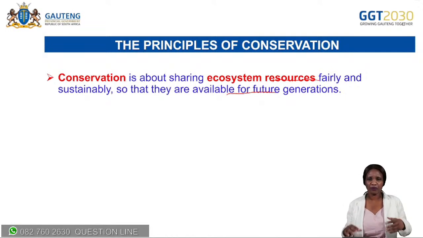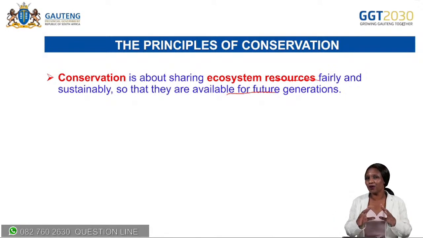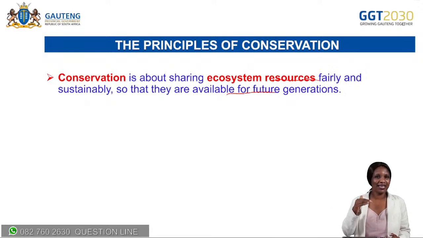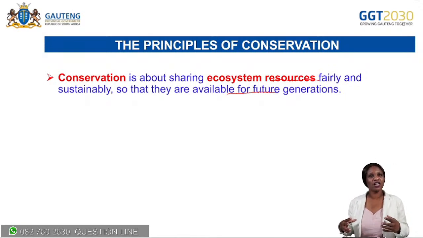For example, let's look at Addo Elephant National Park. If Addo Elephant National Park wasn't put in place, we wouldn't be having the elephants that we are seeing now. They will be extinct. They will be like dinosaurs. Where are the dinosaurs? They are extinct. They are no longer living. They are no longer existing. They've vanished. All right. Therefore, there are animals that are in the red data list that we are trying to protect. We are trying to manage. We are preserving. We are conserving. That's why we have national parks.